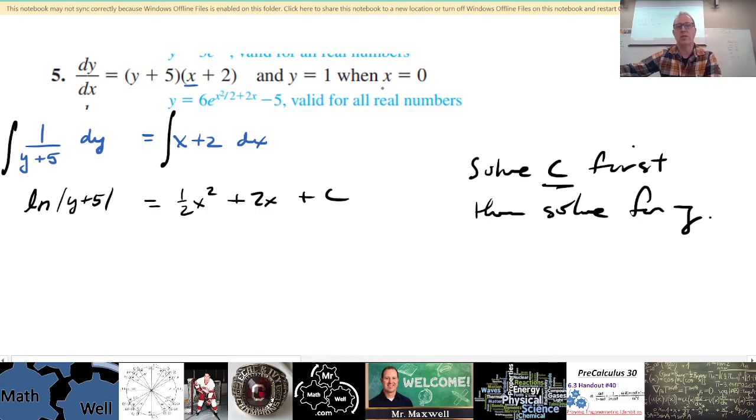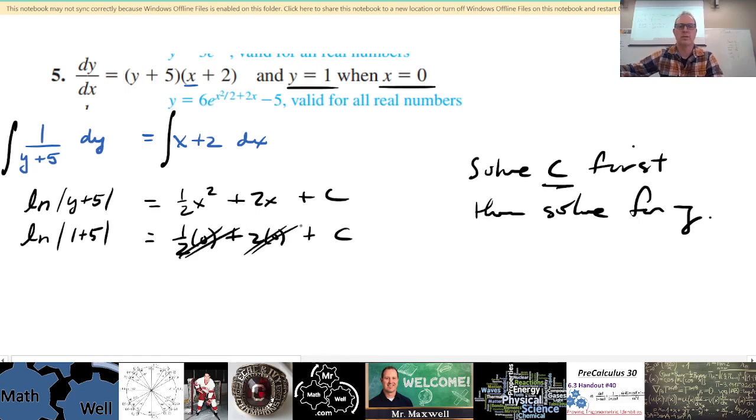So initial conditions are x equals 0, y equals 1 here. Before we manipulate anything or solve for y, we've got to get this c figured out. So I'm going to say ln of, what's y? Oh, 1. So it's 1 plus 5. And this is going to be 1/2, what's x? 0. It's going to be easy. So that's 0, that's 0. So c is ln 6, right? Ln 6. And you can drop the absolute value signs because it's positive, so ln 6.